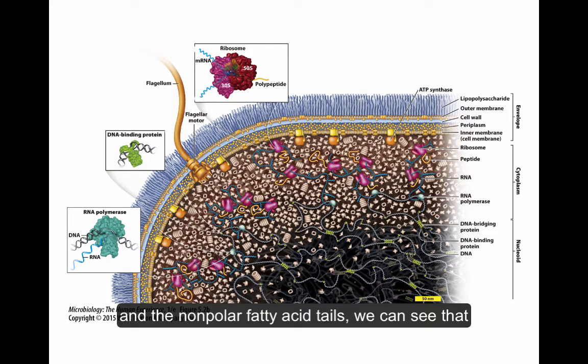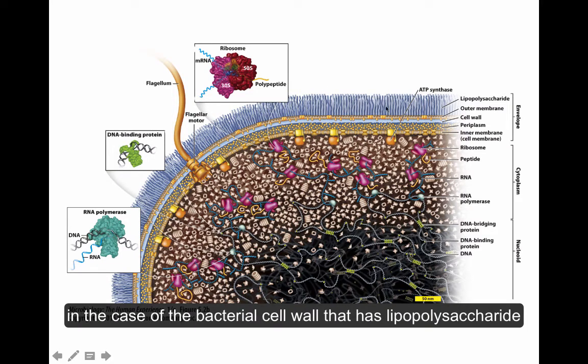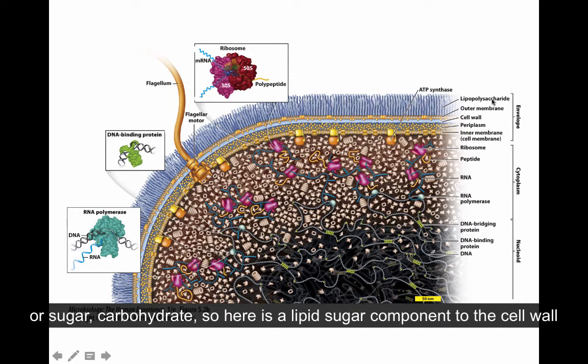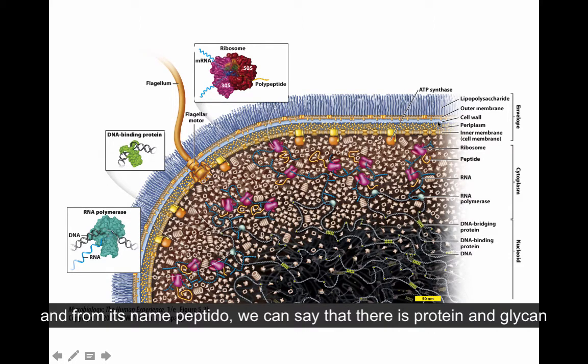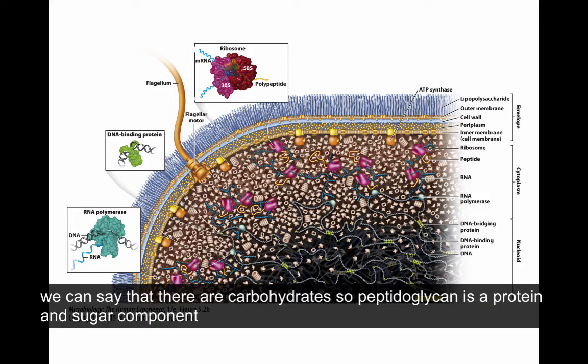We can see that in the case of a bacterial cell wall that has lipopolysaccharide, we can tell from the name here that it has part lipid and part polysaccharide, or sugar, carbohydrate. So here's a lipid sugar component to the cell wall. We know that peptidoglycan can be found in the bacterial cell wall, so here we see parts of that in this blue area. And from its name, peptido, we can say that there's protein, and glycan, we can say there's carbohydrate. So peptidoglycan is a protein sugar component.